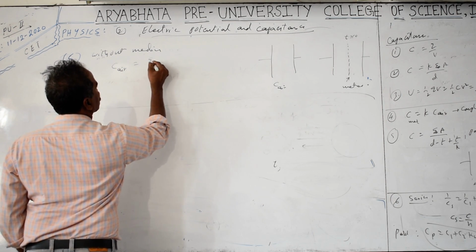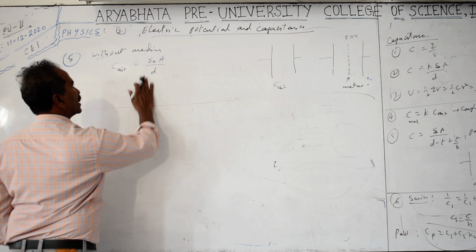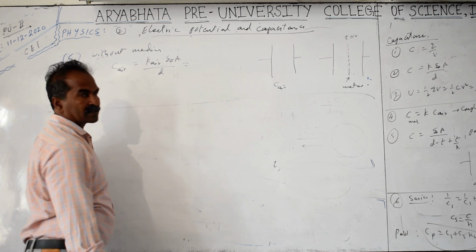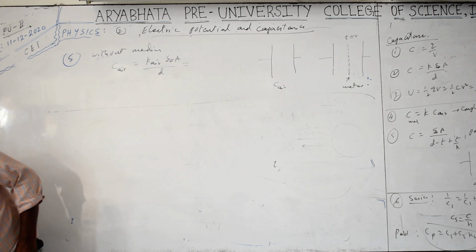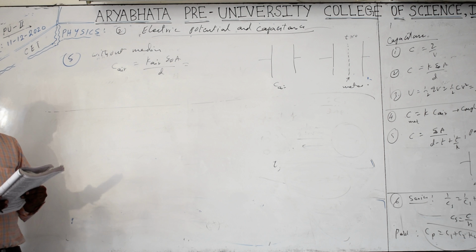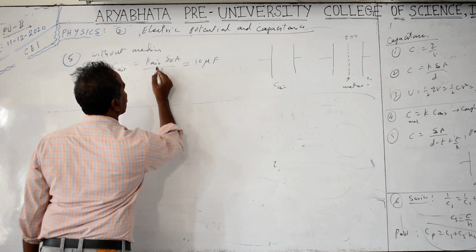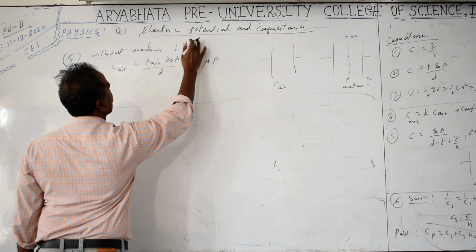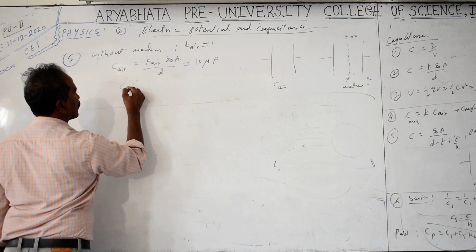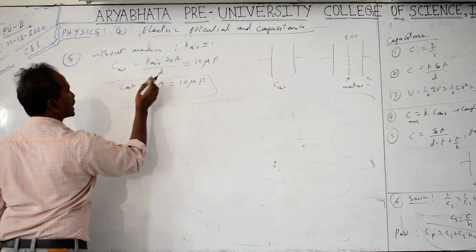C is equal to K air epsilon naught A by d. If you require K, you can take this: K epsilon naught A by d. This value is given for us. What is the value given for us? It is 10 microfarads. So this is 10 microfarads. K of air is approximately equal to 1. The dielectric constant of air is approximately 1. So we can take C air equal to epsilon naught A by d equal to 10 microfarads. So we use this in the second case.